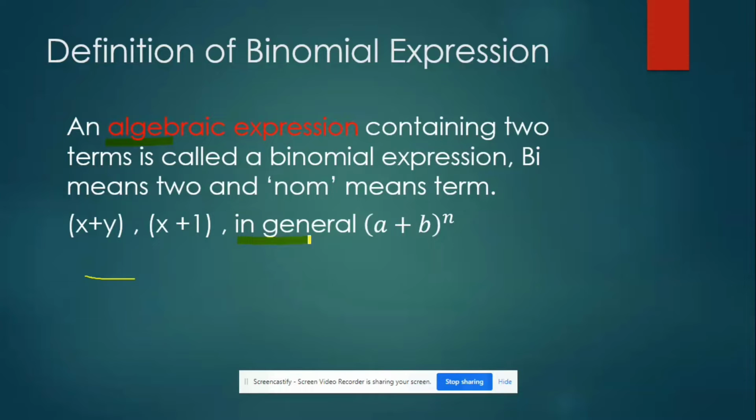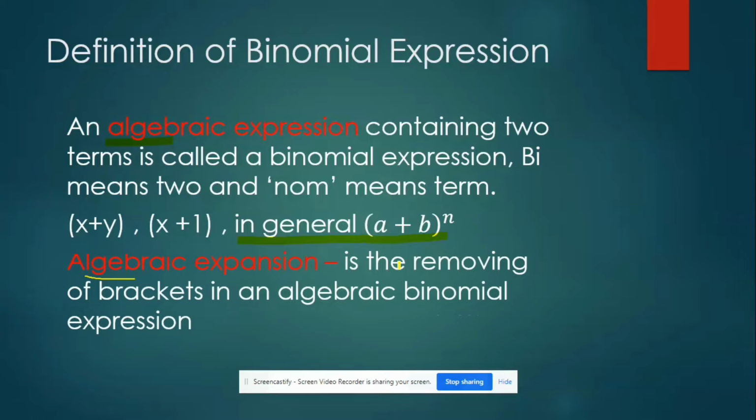Also, in general, we can express a binomial expression as a plus b to the power of n. n can be any number in the real number line. So in the real numbers, that is 0, 1, or fractions, negative. So we say this is a binomial expression.